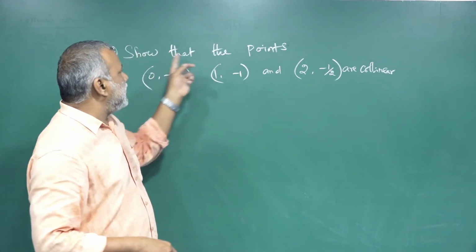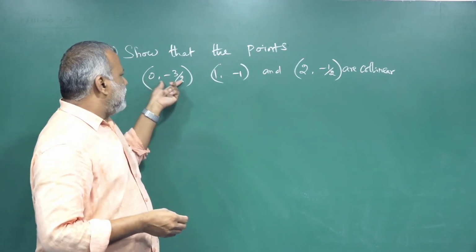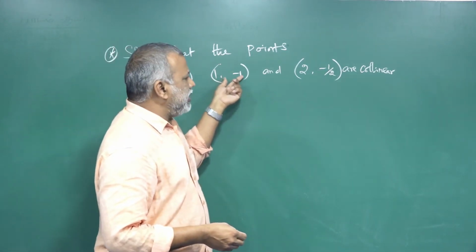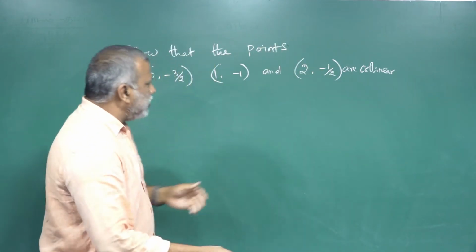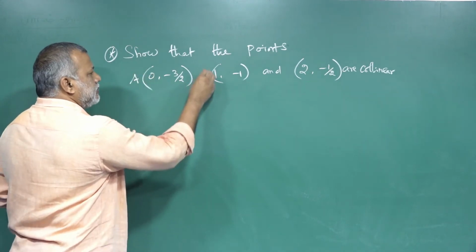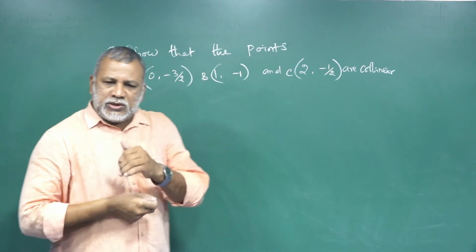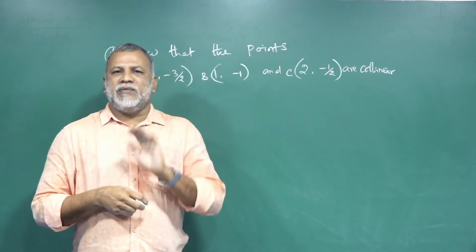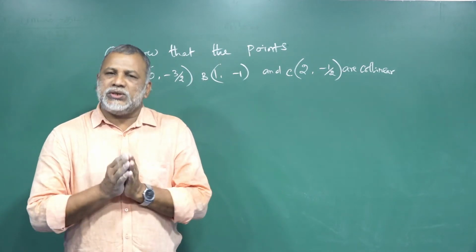So here, show that the points they are giving, 0, minus 3 by 2, 1, minus 1, and 2, minus 1 by 2 are collinear. So now we have to select the logic. Give the name A, this is B, this is C. In your standard itself, you used the given three points are said to be collinear. You know the logic. What is the procedure?